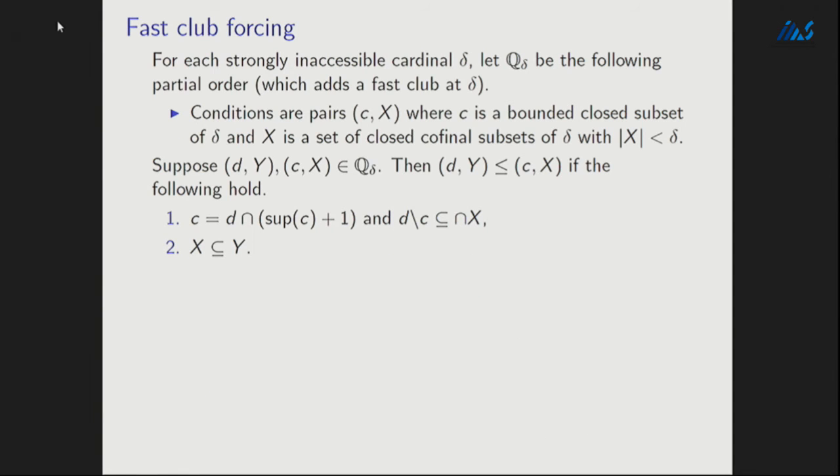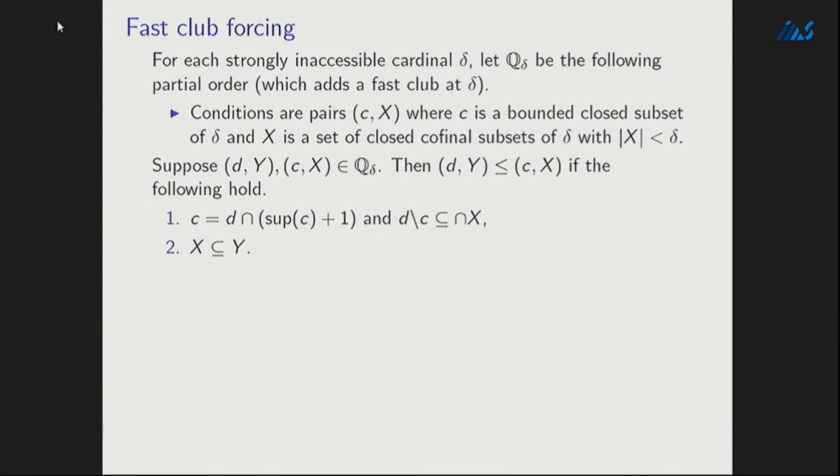Fast club forcing. Here's the situation. We have a strongly inaccessible cardinal delta, and we want to add a fast club at delta by less than delta closed forcing. Fast just means you get inside every club eventually. So you just write down the obvious conditions.